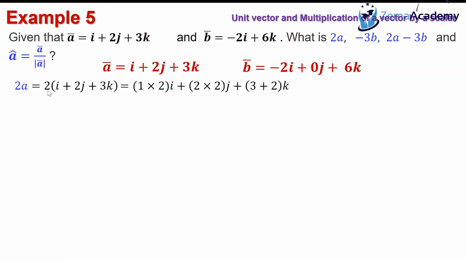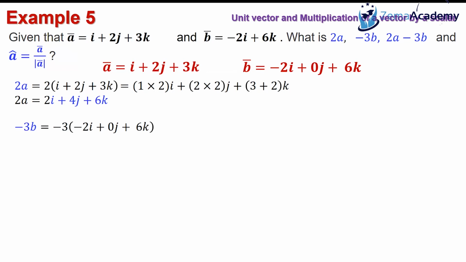Then you multiply this lambda or scalar value with the 2 of the j component. So here it's 2 times 2. And you multiply this scalar value with the 3, so it should be 3 times 2 of k. When you have done that, in the next step you can simplify: 1 times 2 is 2, 2 times 2 is 4, and 3 times 2 is 6. So this is how you are multiplying a vector by a scalar value lambda, which in this case is 2.